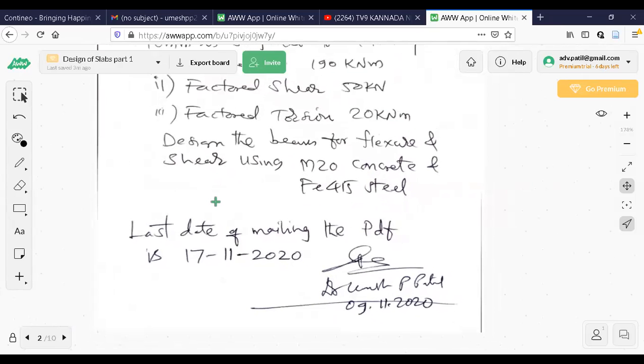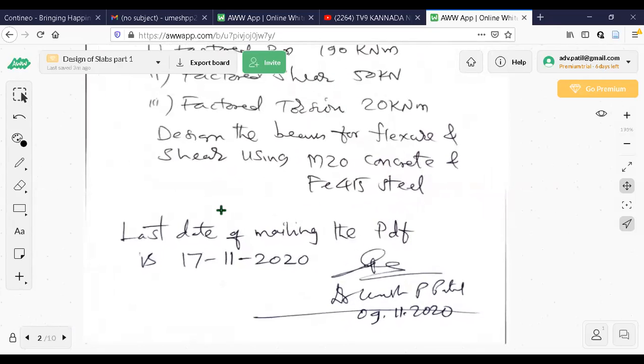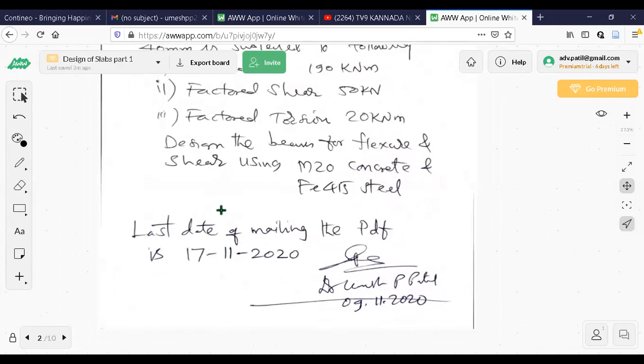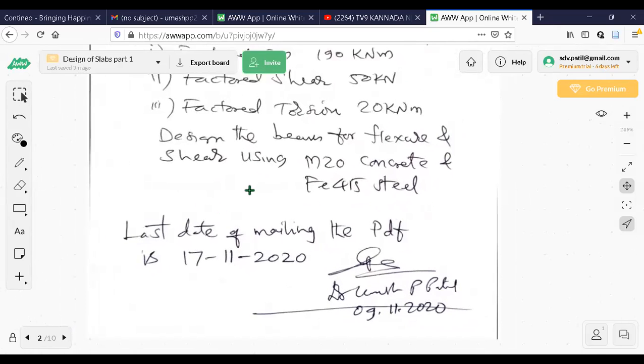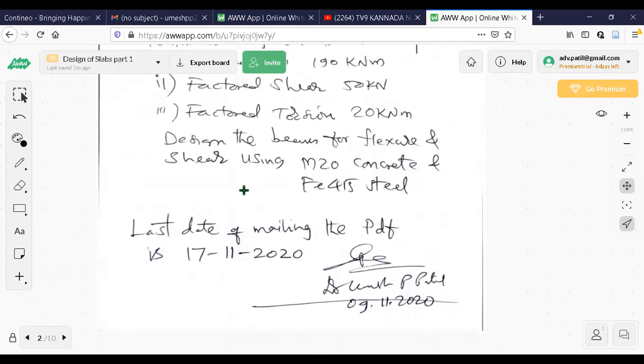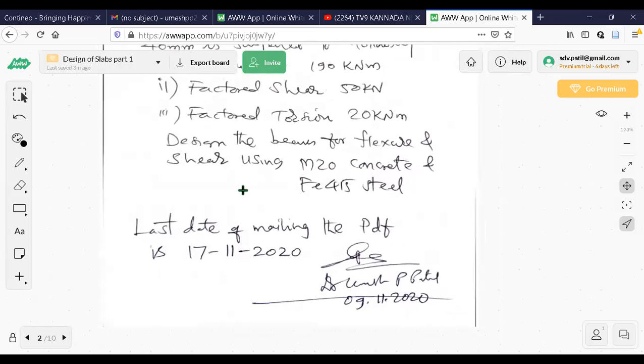Flexural means that is bending only. Flexure and bending are same. Okay, if any other thing is there, you call me later, because I will complete this slab design. You call me after 3 o'clock. I will tell you what it is. Flexure and bending are same.